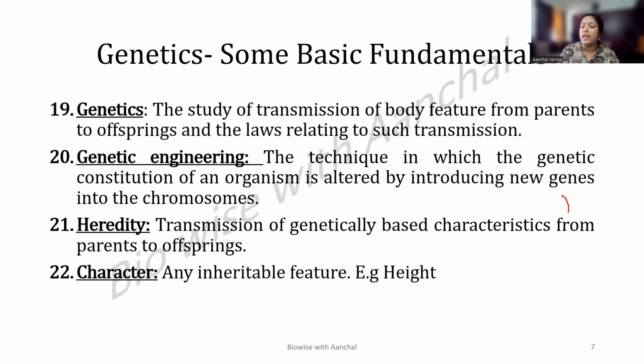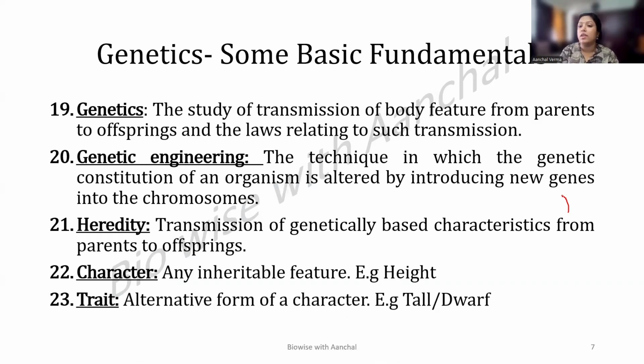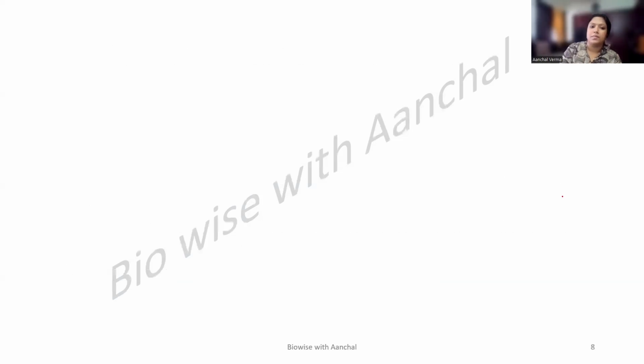Then character, any inheritable feature is a character. Example, height. So height is a character, being tall and dwarf is a trait. Okay. Trait is a small word. So it is a smaller part of the character. Character is a bigger word. So in character you can talk about blood group, you can talk about height, you can talk about skin color, but in trait you talk about tall and dwarf, you can talk about the blood group A, B, AB or O. These are the traits.